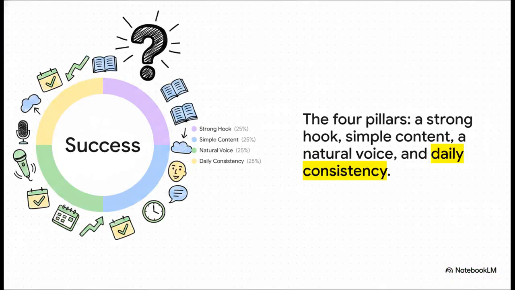Really, it all boils down to these 4 things, the 4 pillars of success. First, a killer hook to grab their attention. Second, simple, valuable content that gets straight to the point. You gotta respect their time. Third, a natural, confident voice. And yes, even an AI can have that. And finally, maybe the most important of all, daily consistency. You have to show up every single day. That is how you build trust, and that is how you build a habit.